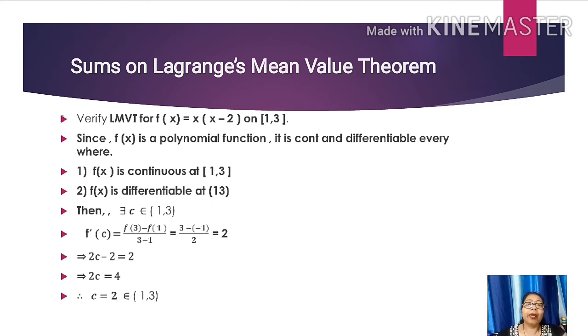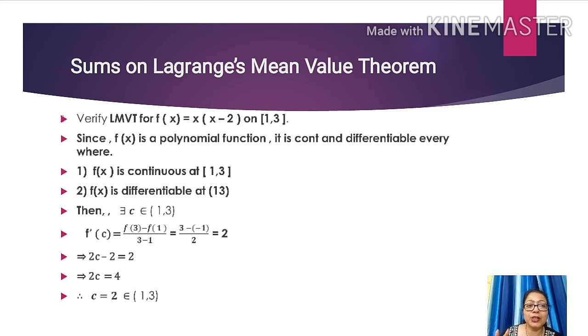Now the value of f3 is 3, and the value of f1 is minus 1. So 3 minus (minus 1) by 2 is equal to 2. Now f(x) is x square minus 2x, so f dash x is 2x minus 2. So f dash c is 2c minus 2. Equating, we get c is 2, which belongs to (1, 3).